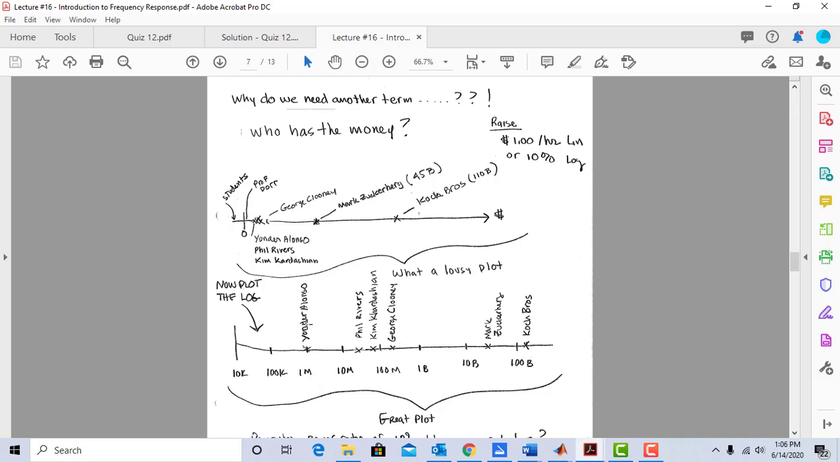So what I'm going to do is plot the log of how much these folks are making. So now instead of a linear plot where we have a certain number of dollars for each increment, what's incrementing linearly is the exponent. So here's 10 to the 4th dollars. Here's 10 to the 5th dollars, 10 to the 6th dollars.